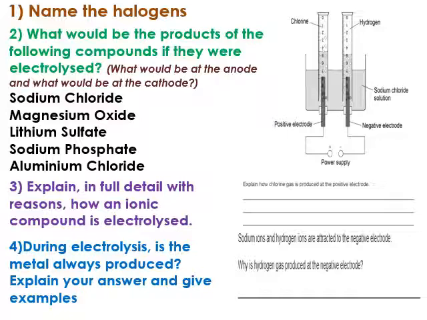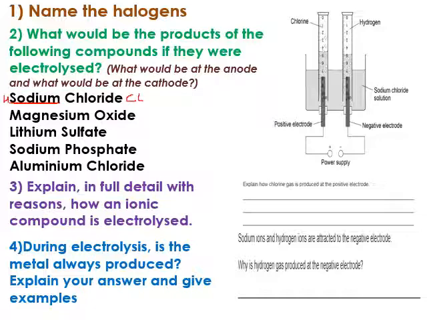Okay, so name the halogens: fluorine, chlorine, bromine, iodine. You might put astatine in there. The group 7 elements on the periodic table. What would be the products of the following compounds if they were electrolyzed? So sodium is higher than hydrogen, so you're going to get hydrogen here. Chlorine is a halogen, so you get hydrogen and chlorine.